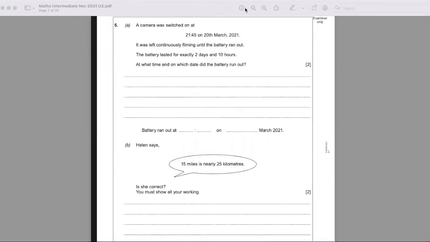Question 5. A camera was switched on at 21:45 on 20th of March 2021. Okay, and it was left continuously filming until the battery ran out. The battery lasted for exactly 2 days and 10 hours. At what time on which date did the battery run out? It's a basic question about time. So 21:45. Now that is on the 20th of March. If you add 2 days on it, it's going to be still 21:45, but on the 22nd of March.